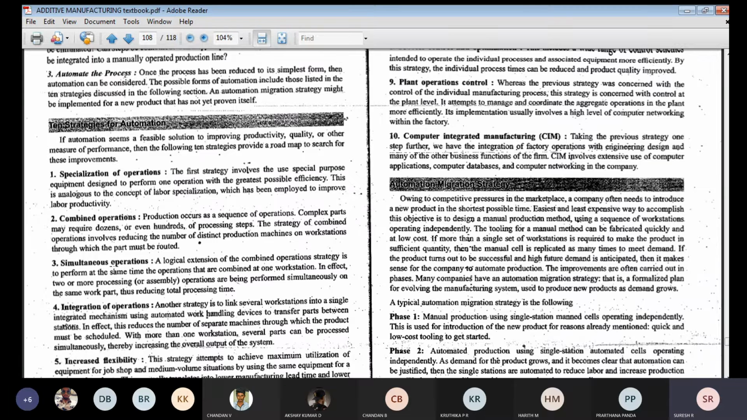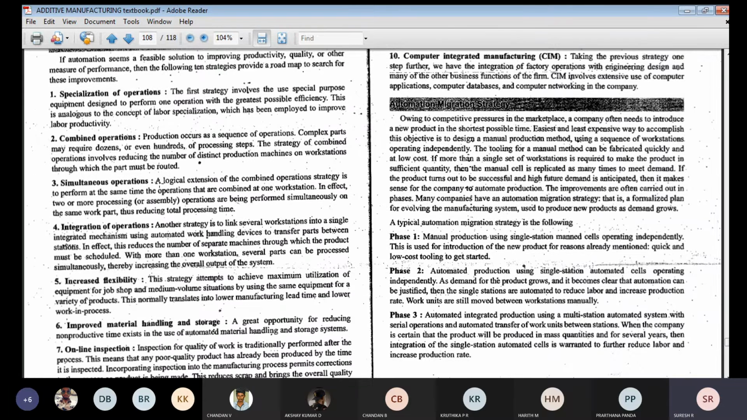Next, the simultaneous operation. Simultaneous operation means that at a time you can run 2 or 3 different processes, so the operations are done simultaneously. For example, if drilling is finished, the part is moved automatically for milling. If milling is finished, it automatically goes for inspection. If inspection is finished, the final part should be ready for the market. So simultaneous operation should be done over here.